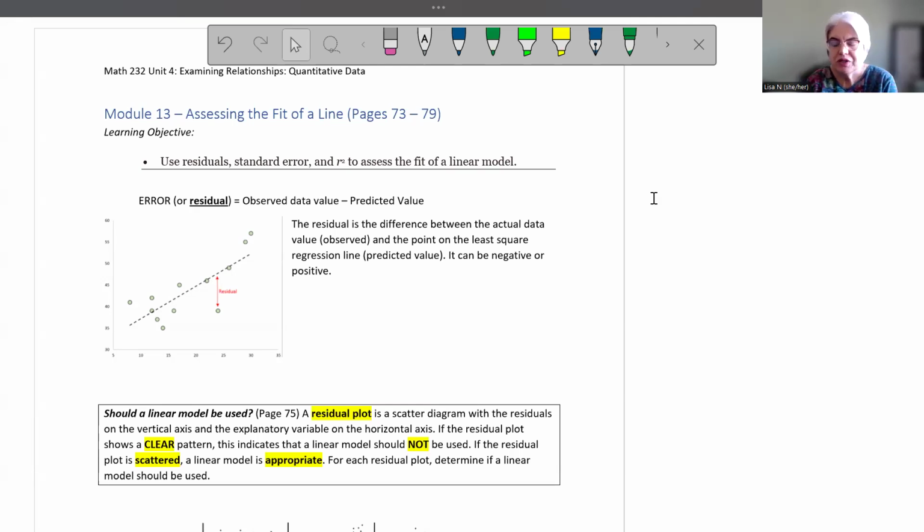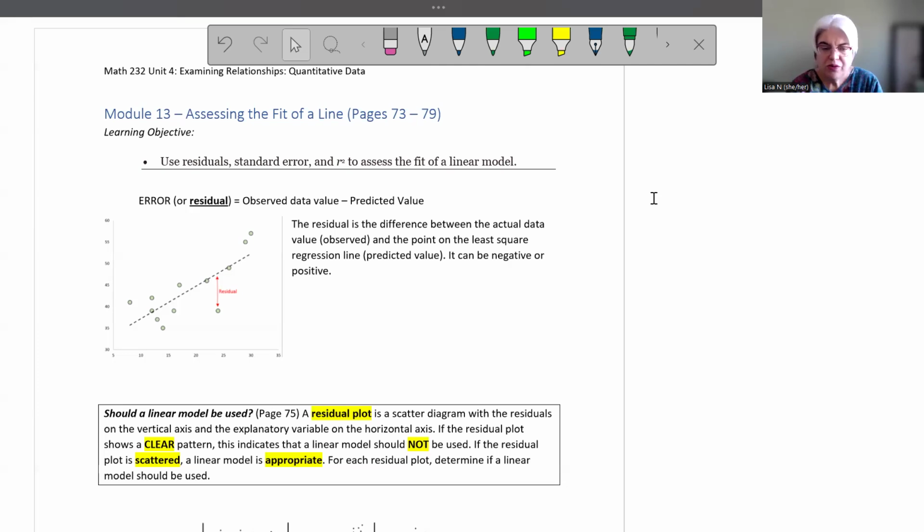So essentially what we're going to be talking about is when we add a least squares regression line to a scatter plot, then we are always looking at some sort of error because not all the pieces of data are going to fit on the line. So specifically, we call these errors residuals.